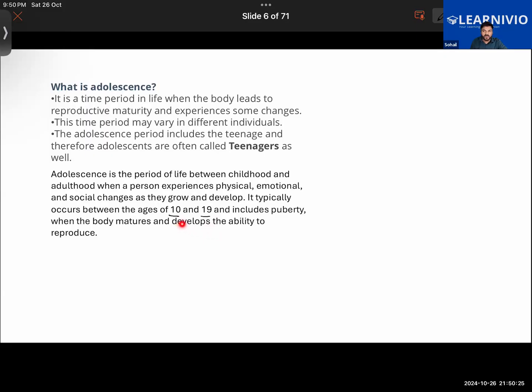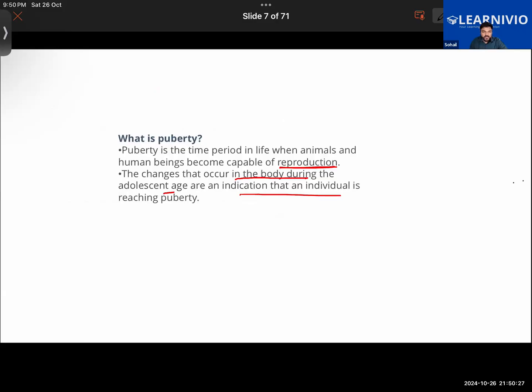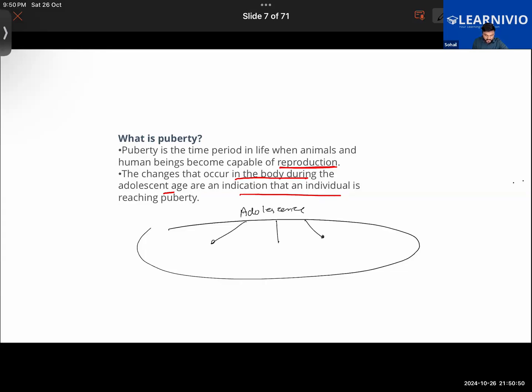Puberty particularly talks about reproductive maturity, when the body becomes mature to reproduce. Getting it now, Ibrahim? Pay attention here. So puberty is that time in the life of an animal when the body becomes capable of reproduction. Understand it like this. This is adolescence. In adolescence, several changes take place in the body. One of them is reaching sexual maturity, or becoming capable of reproduction. Apart from that, there will be some physical changes.